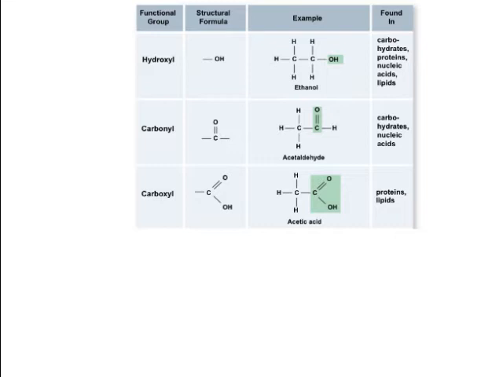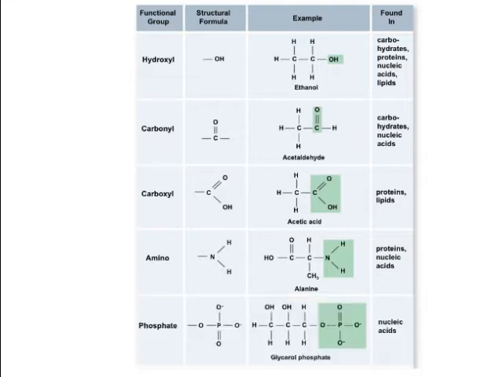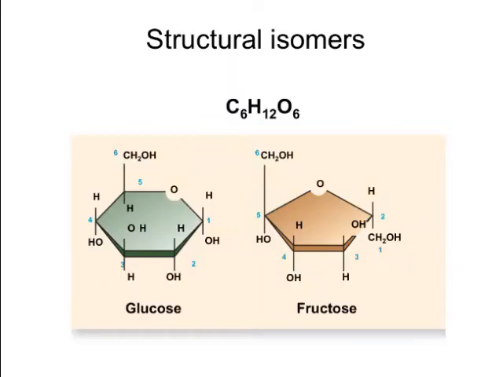Proteins are made of amino acids, and the acid is provided by the carboxyl group. The amino is provided by the amino group. Therefore, the amino group is found in proteins and is also found in nucleic acids. Lastly, phosphate groups are part of nucleic acids too, and they're the ones joining the nucleotides together. But they're also important in short-term energy storage, as we're going to see in a few weeks.